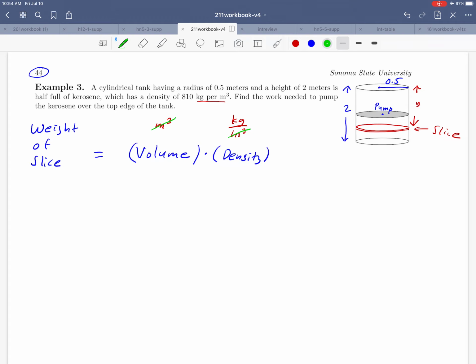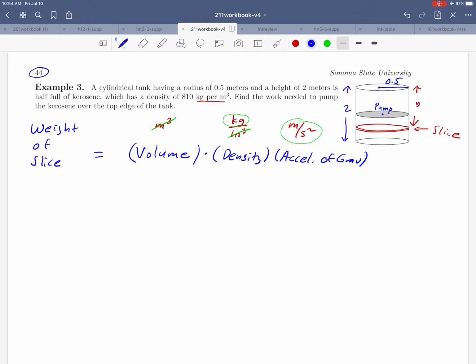Is kilograms a unit of weight? Not yet. Kilograms is a unit of mass. What do we need to multiply mass by to turn it into a weight? The missing piece is acceleration of gravity, which has units of meters per second squared. Notice that if you multiply the remaining units, kilograms times meters per second squared, we're going to get newtons, and that's a correct unit of weight.